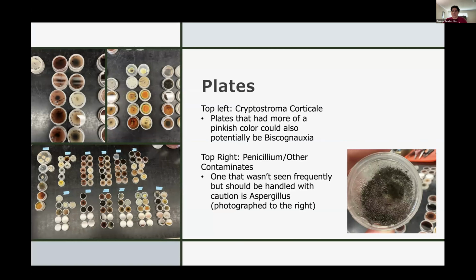And the ones that were a bit more on the pink side were suspected to be potentially Biscogniauxia spp., but we can't be sure of that until we do sequencing. Whereas, for example, the plates to the top right were Penicillium or plates with other contaminants present that may have also been seen a bit frequently. And then if you look to the picture below these two, you see the plates side by side with the original bark samples, as well as the secondary and any tertiary isolates that were made.